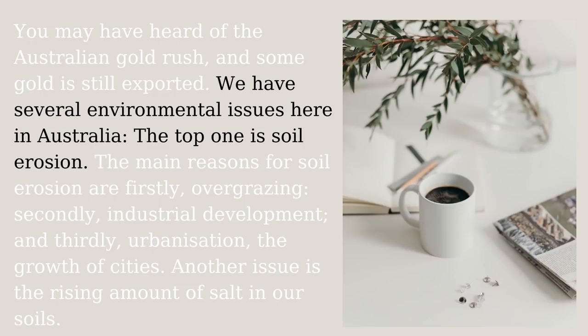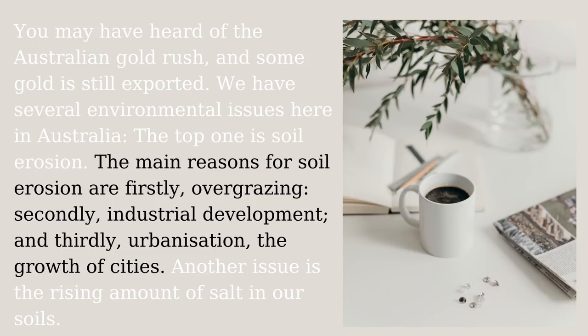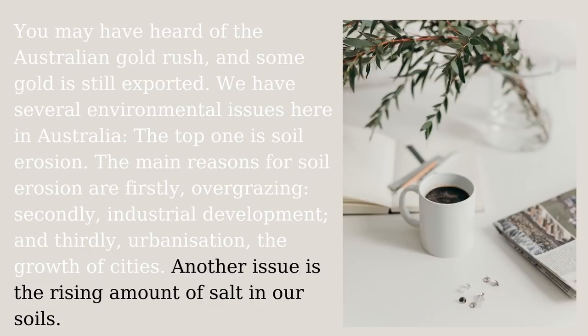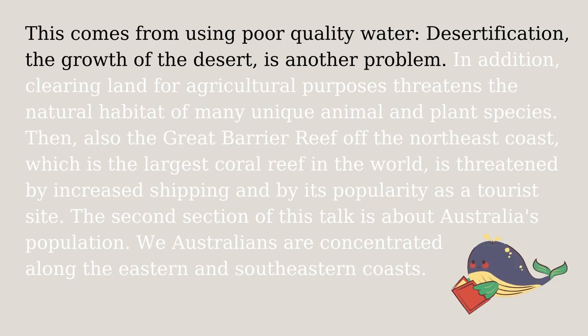We have several environmental issues here in Australia. The top one is soil erosion. The main reasons for soil erosion are firstly, overgrazing, secondly, industrial development, and thirdly, urbanization, the growth of cities. Another issue is the rising amount of salt in our soils. This comes from using poor quality water.